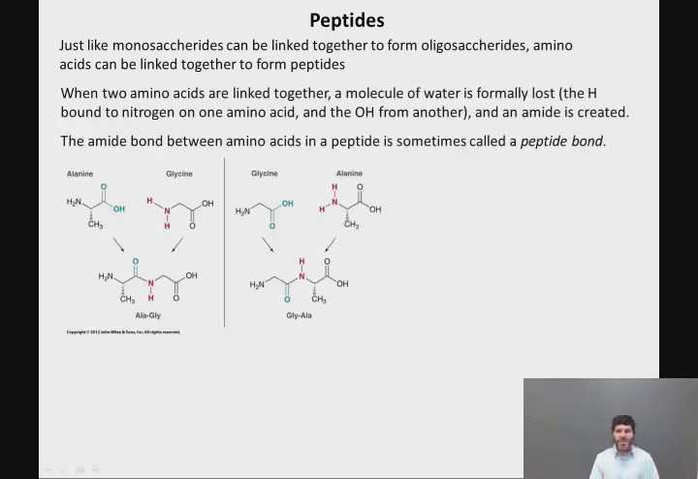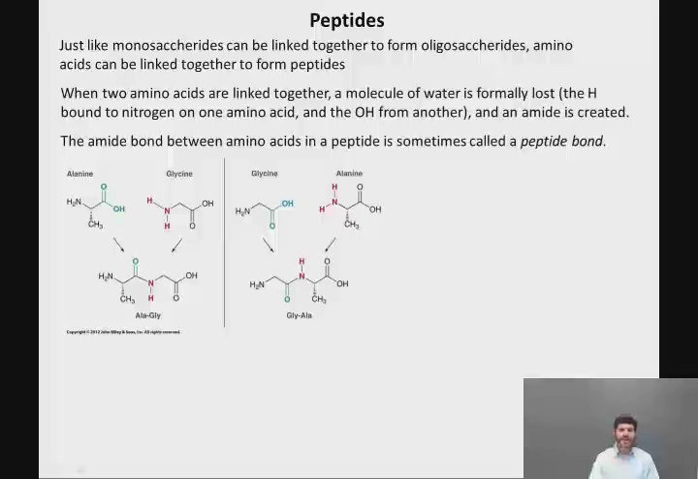So when two amino acids are linked together, a molecule of water is formally lost. The H bound to the nitrogen of one amino acid and the OH from the neighboring amino acid end up disappearing, and what is created in their place is an amide. The amide bond between two amino acids in a peptide is sometimes called a peptide bond.